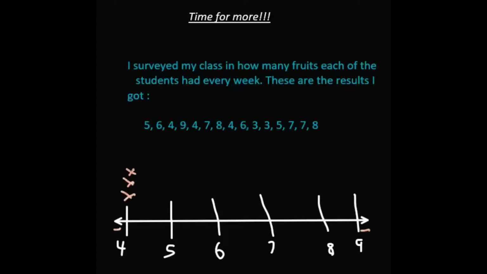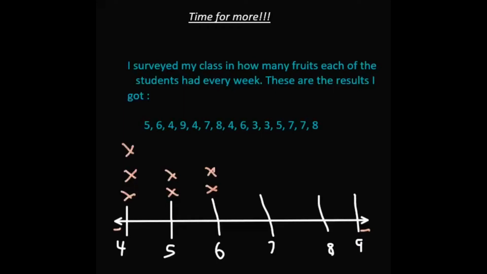Next we have 5. Let's see how many people ate 5 fruits in a week. So 1, 2, that's it. Just 2 people had 5. Next we have 6. So 1, 2, and that's it. So 1 and 2. So let's try to keep this as solid as we can. So let's try to keep it even to make it solid, right? So let's add one more up there.